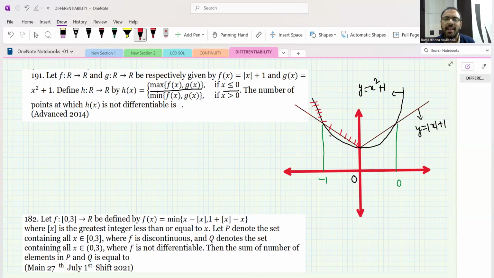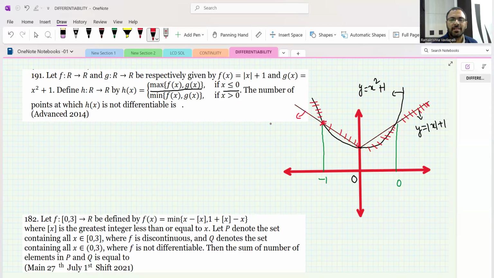Whereas for x greater than 0, we have to see the minimum graph. All right, this is the minimum graph. We have to take the below one. Right? Okay. So here this is the non-differentiable function.